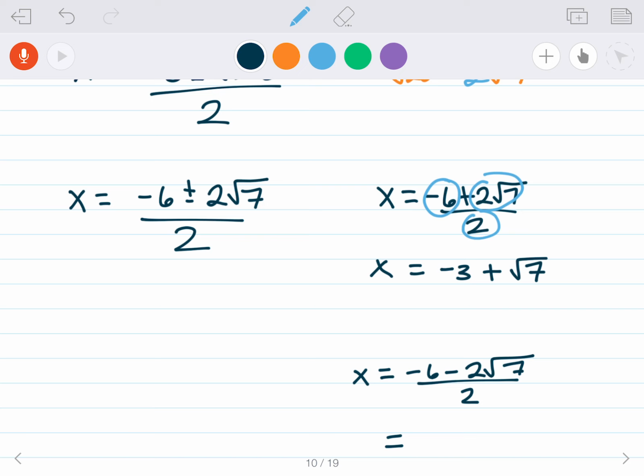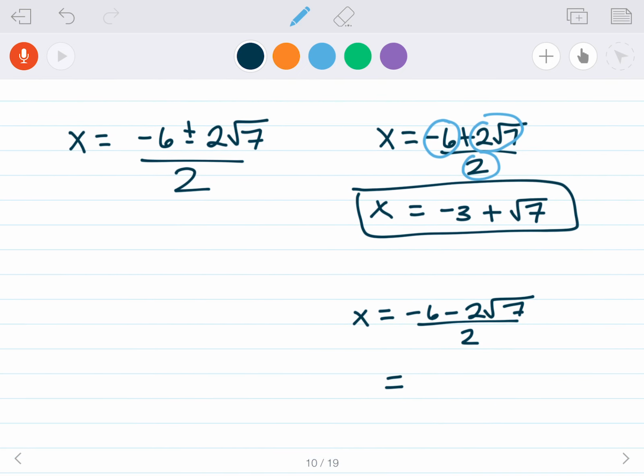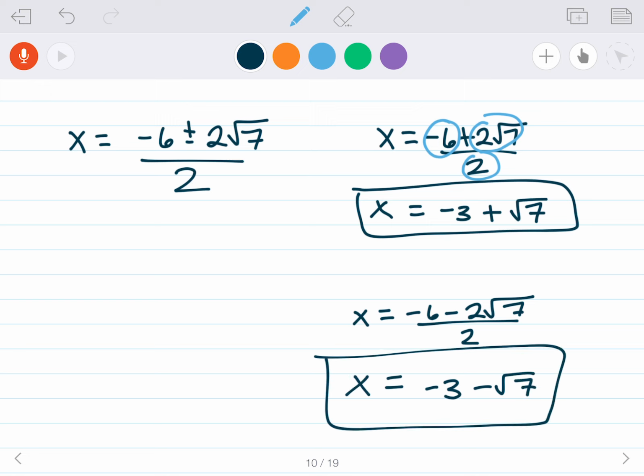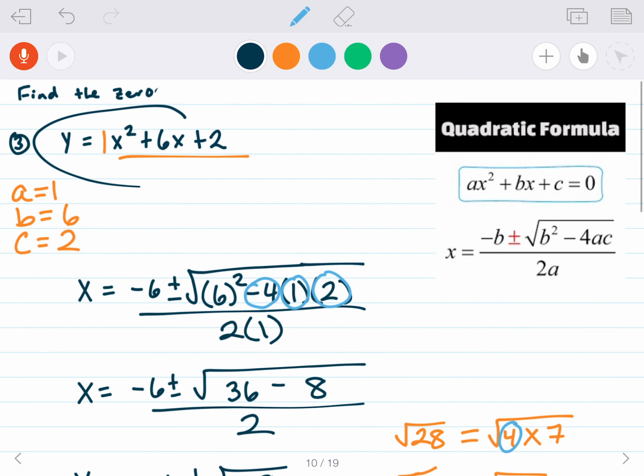So this is my first solution here, and I can do the same thing for this one. All 3 of these are divisible by 2. Negative 6 divided by 2 is negative 3, negative 2 divided by 2 is negative 1, and 2 divided by 2 on the bottom is 1. So my 2 solutions are x equals negative 3 plus root 7 and x equals negative 3 minus root 7. That is where this graph, when you put it in Desmos, is going to cross the x-axis.